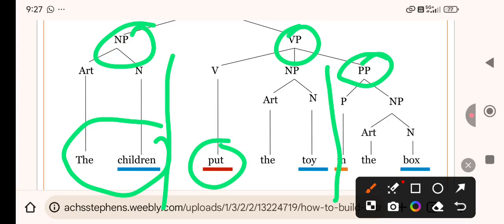So in the verb phrase, the noun phrase is also there, and then the prepositional phrase, right? So that's a verb phrase, noun phrase, and then prepositional phrase, preposition. Here verb plus noun phrase, here preposition plus noun phrase. Okay.